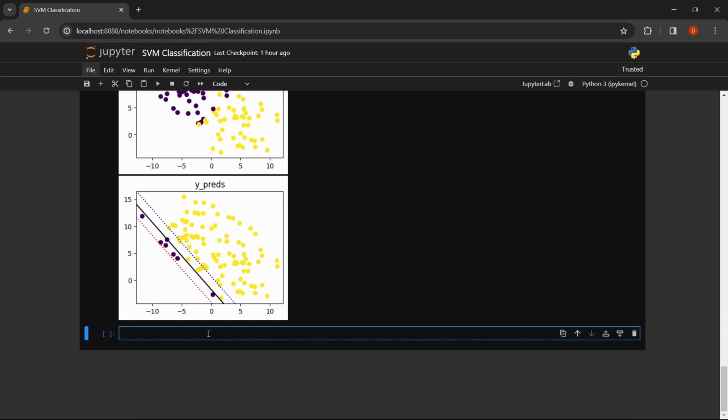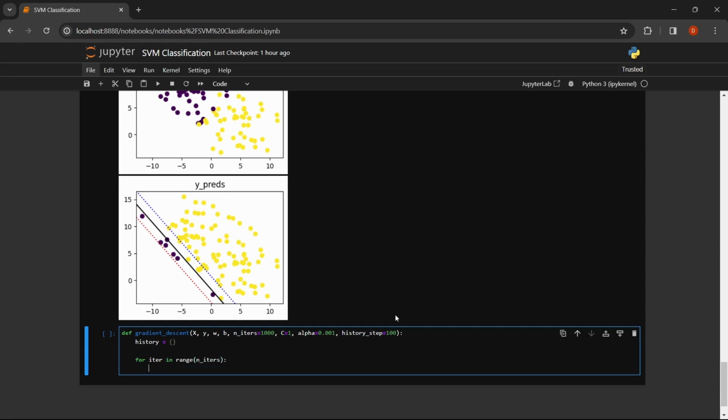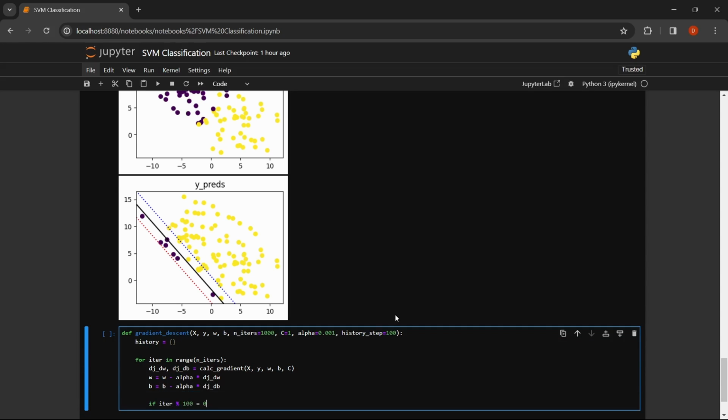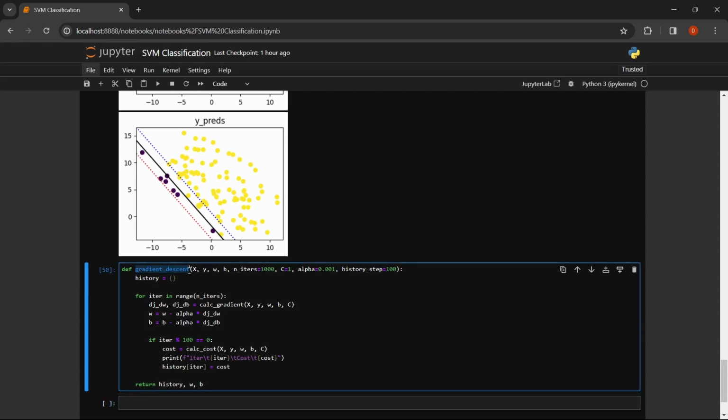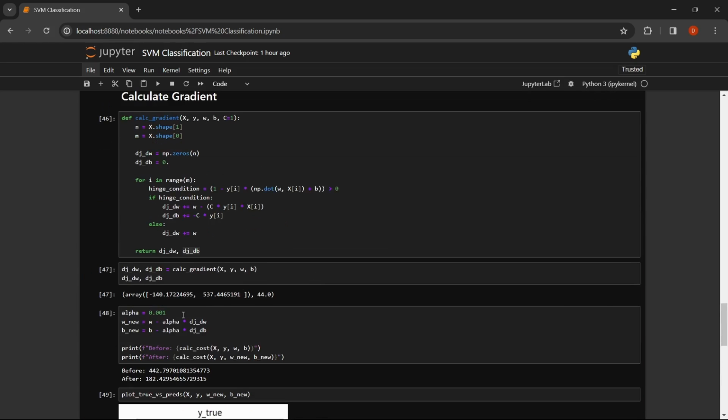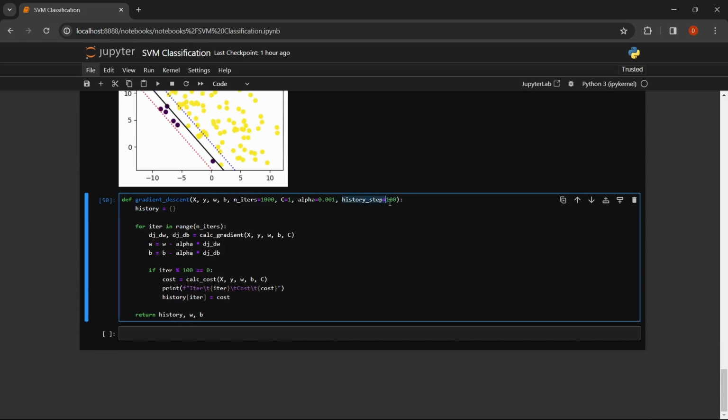So maybe if we apply gradient descent with multiple iterations, we can get a line that almost perfectly fits our data. So let's go ahead and write that function now. All right, so in this gradient descent function, we're passing in x, y, and our current weight and bias values. And then we'll go over 1,000 iterations of gradient descent with our C regularization parameter set to 1 and our alpha set to 0.001, just like we had up here. And then history step is going to be 100, and that's just going to record our cost every 100 iterations.